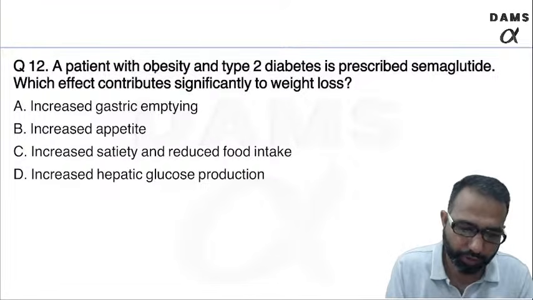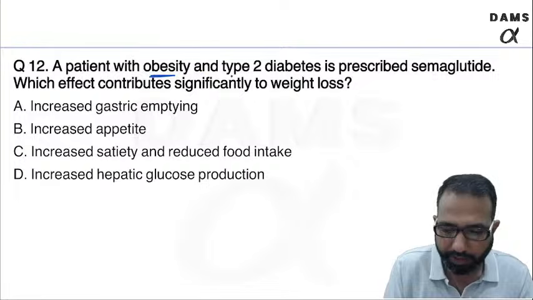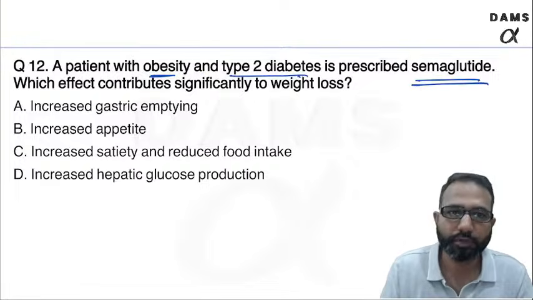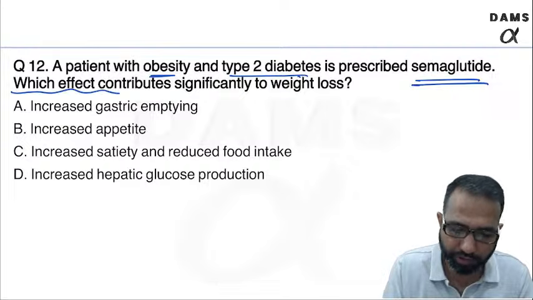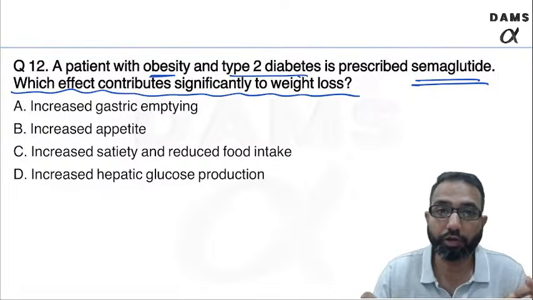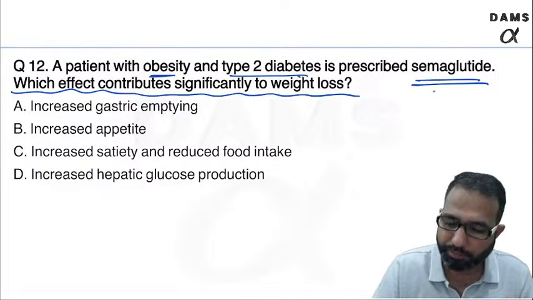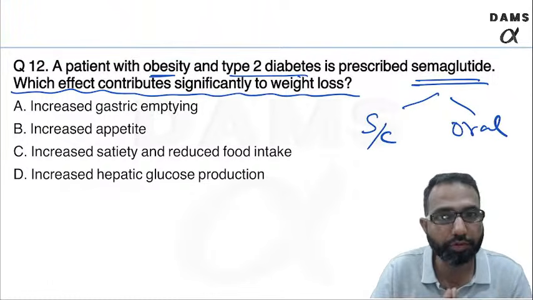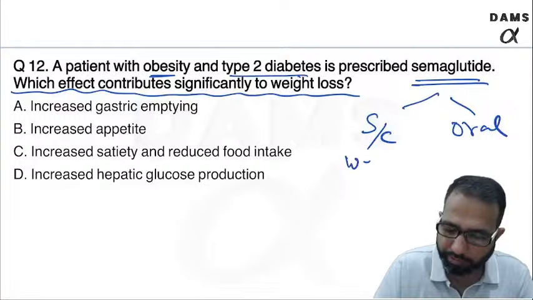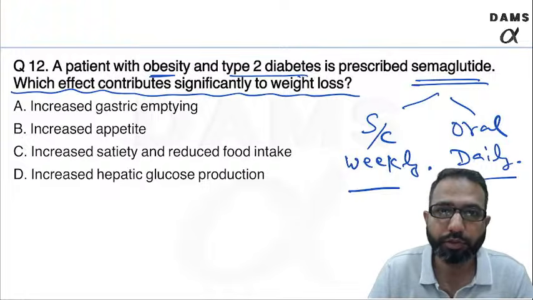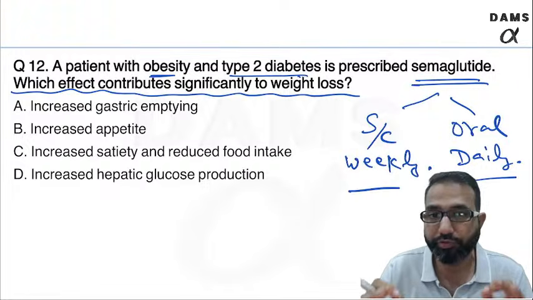A patient with obesity and type 2 diabetes is prescribed semaglutide. Which effect contributes significantly to weight loss? You know, semaglutide is one of the commonly used drugs nowadays. Semaglutide is available not only as subcutaneous injection, it is available as oral tablets also. We use the weekly subcutaneous injection and the daily oral tablets, and both are approved for weight loss as well. So this anti-diabetic drug is approved for weight loss also.